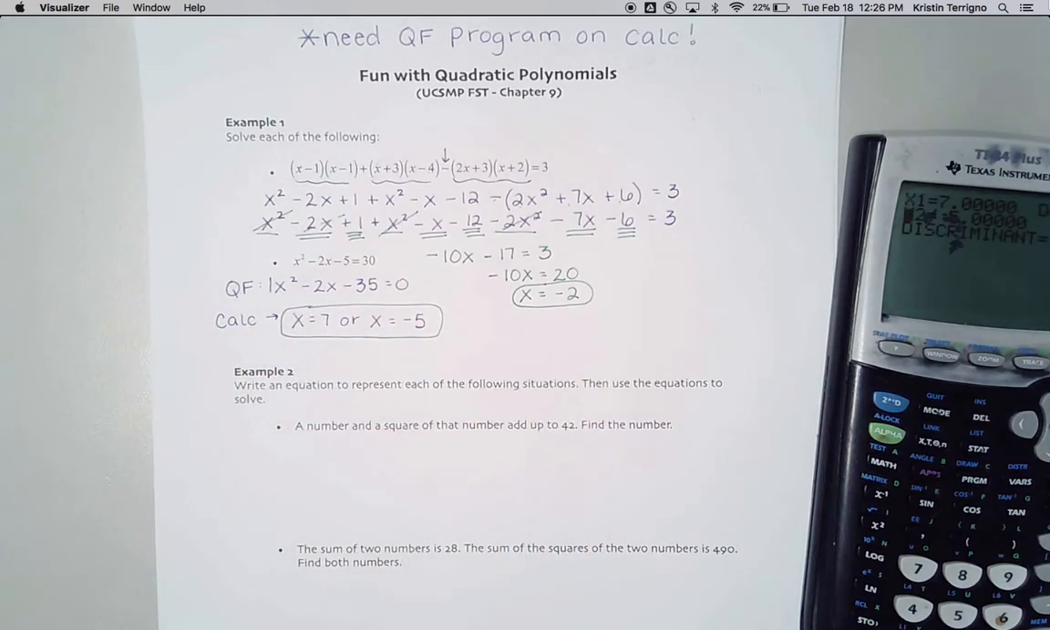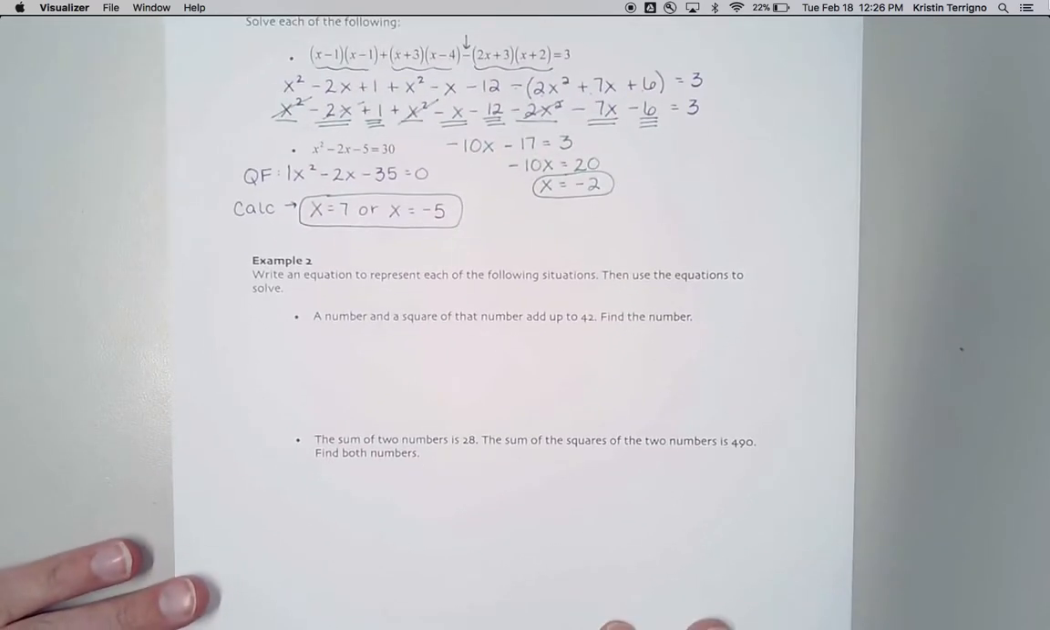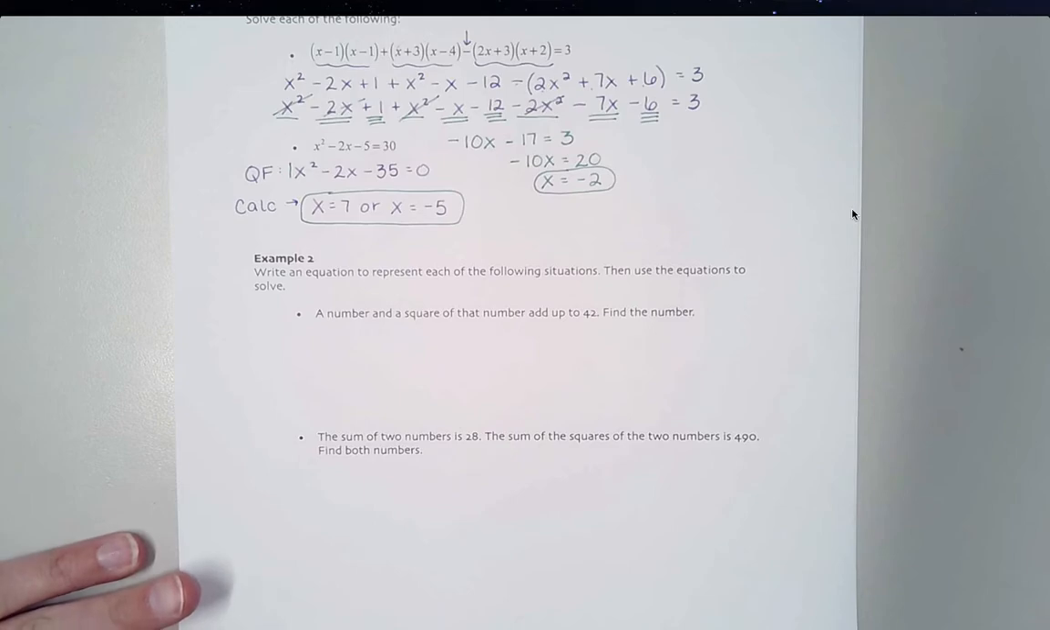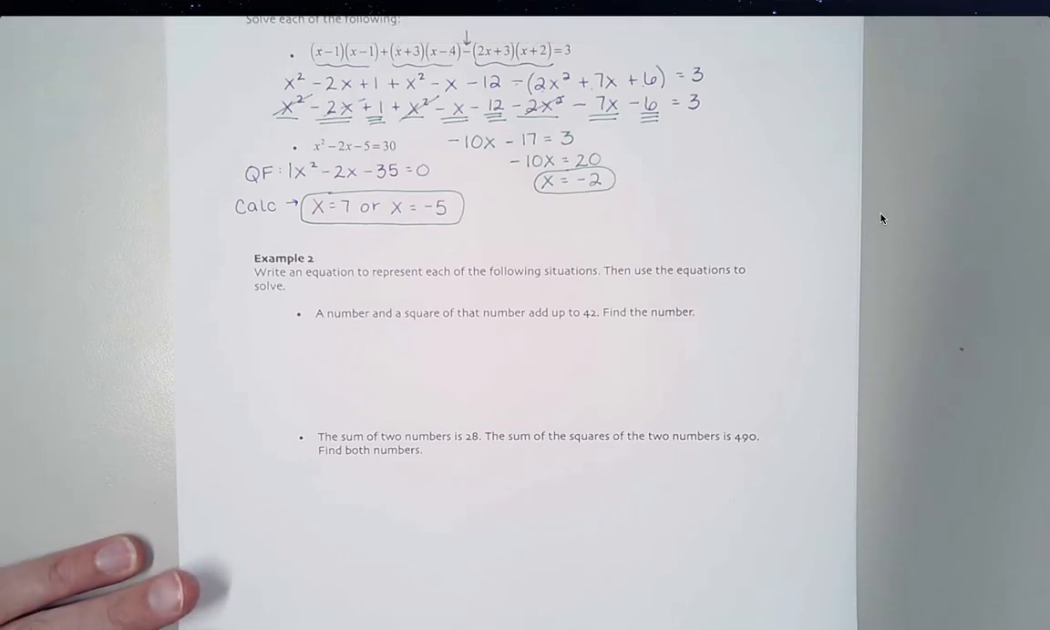Okay, let's do some word problems. I know we love our word problems here. So write an equation to represent each of the following situations, then use the equations to solve. It is going to be important that you get used to writing the equations here. Sometimes I have some friends who like to guess and check their way through these, and I mean, if it were an SAT question or something, if that works for you, great. But really, the purpose of what we're doing right now is to learn how to write the equations.